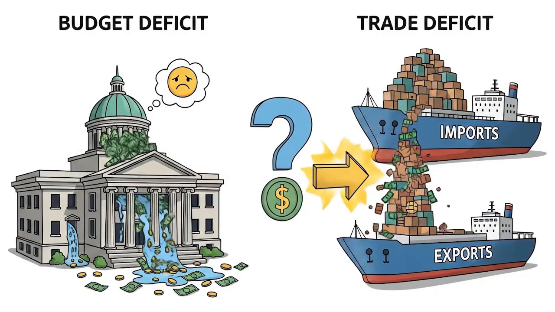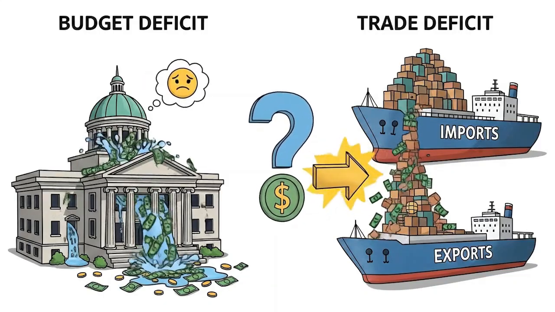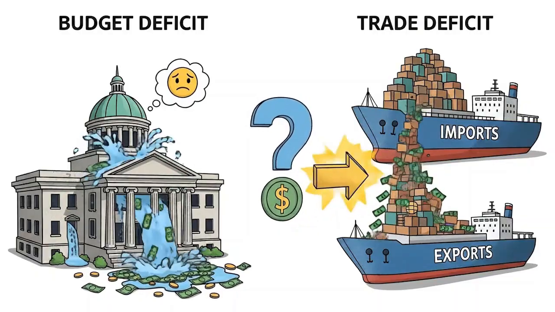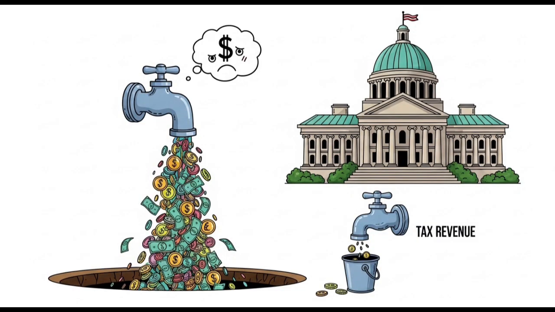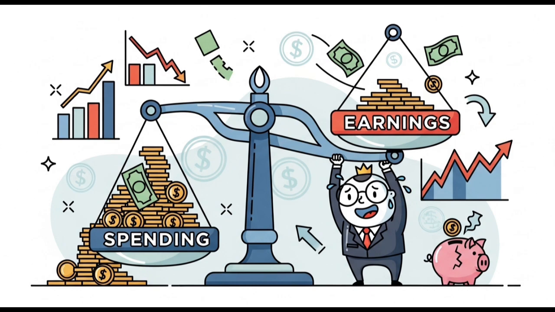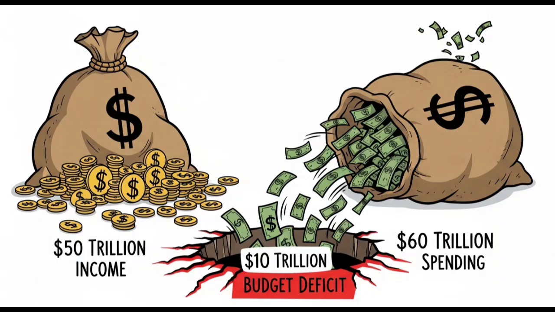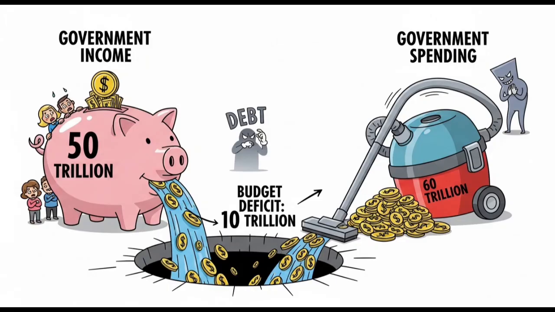What is the budget deficit versus trade deficit? A budget deficit happens when a government spends more money than it earns in 1 year. For example, government income is $50 trillion, but government spending is $60 trillion. The difference is $10 trillion. This difference is called the budget deficit.